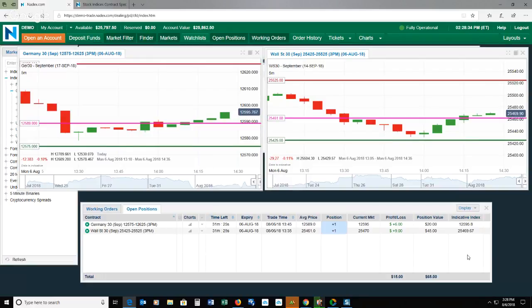If you're wondering, okay, what amount would be returned, it would be 44 on the Dow, 20 on the Germany 30. Your position value always shows you, if you were to exit right now, what would be returned to your account? And that is the numbers that are right here.